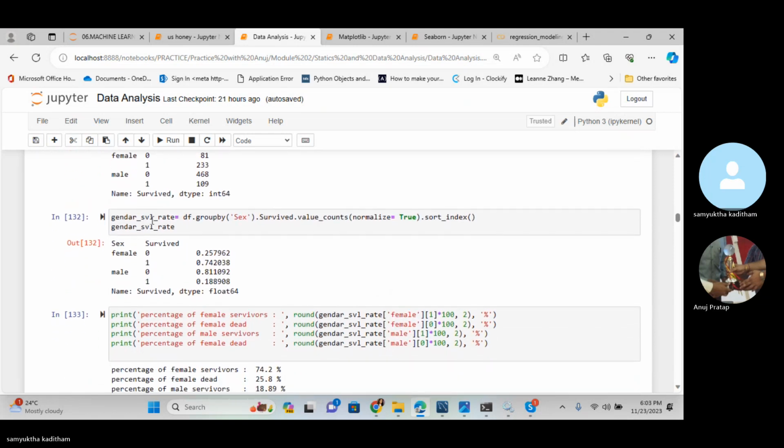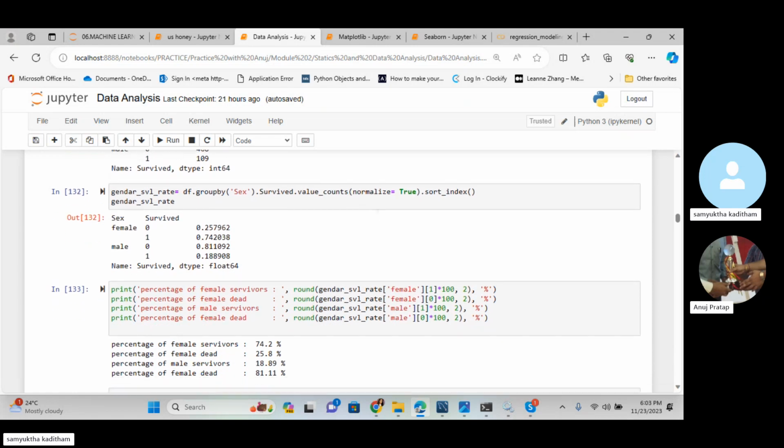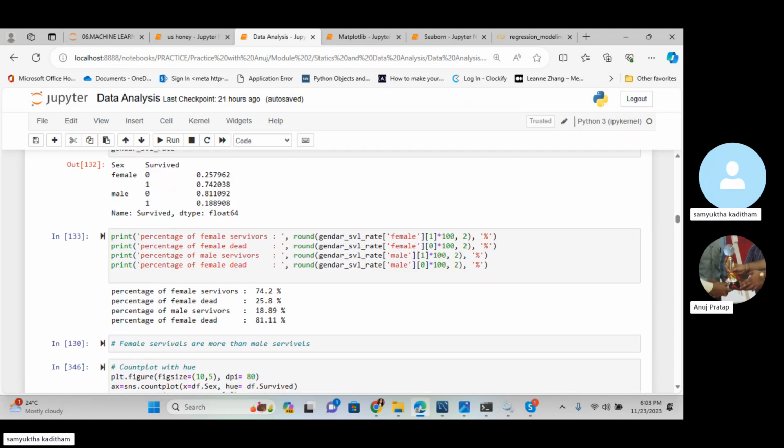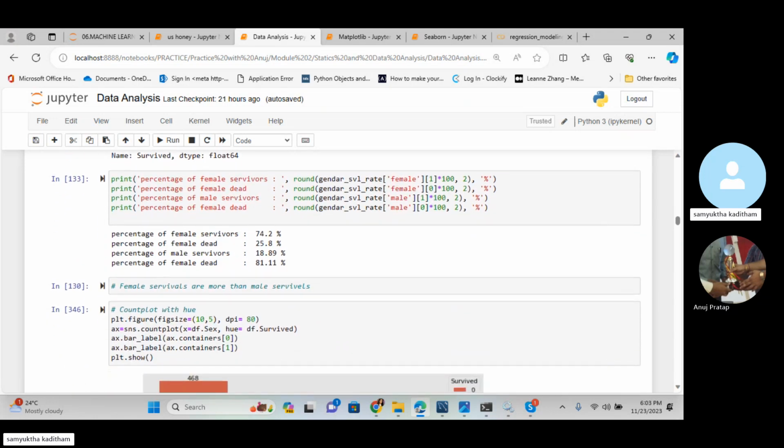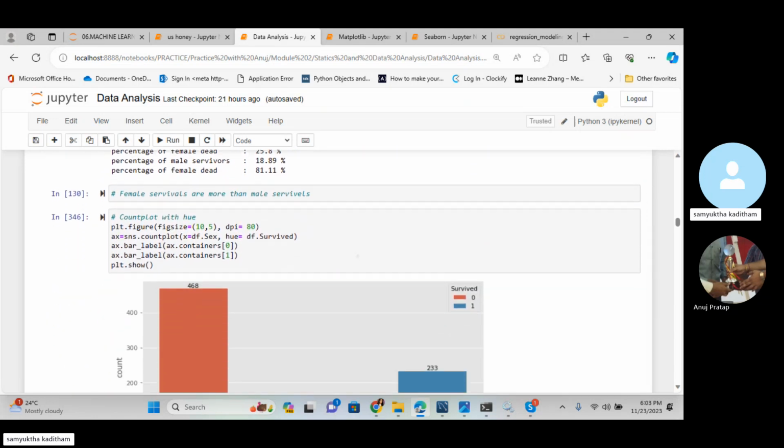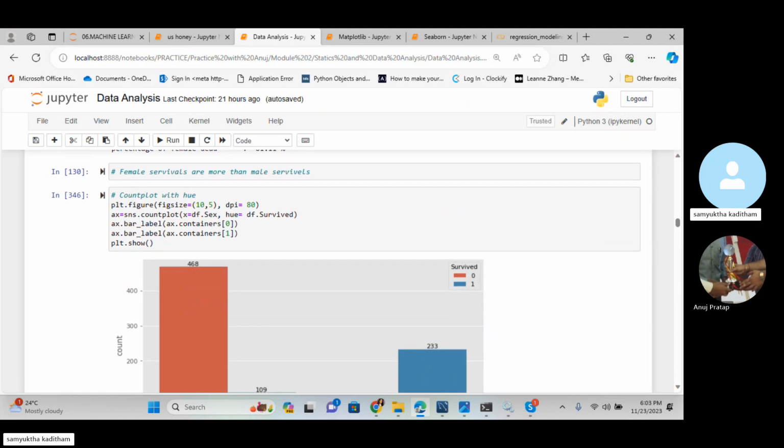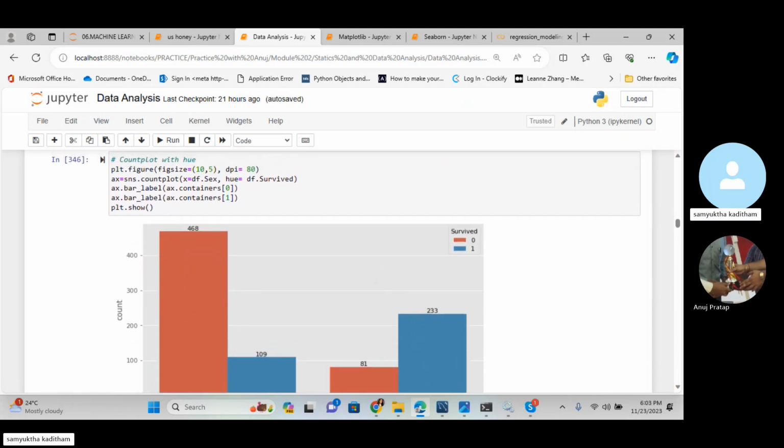Then we also calculated the percentage with normalize. So we use normalize here, so it will give the percentage. Same thing with percentage. Then same thing we printed here. So we plotted here now. Same thing we plotted here.